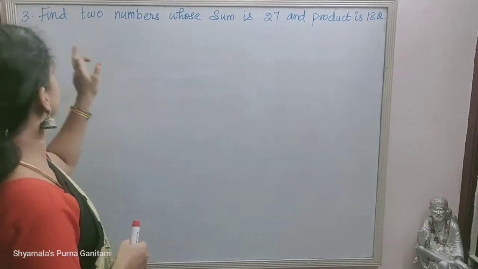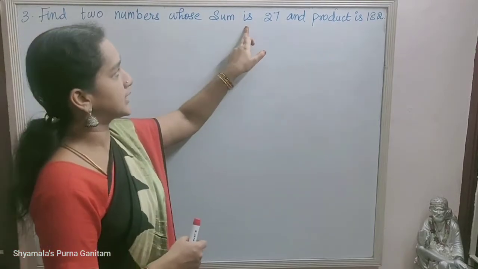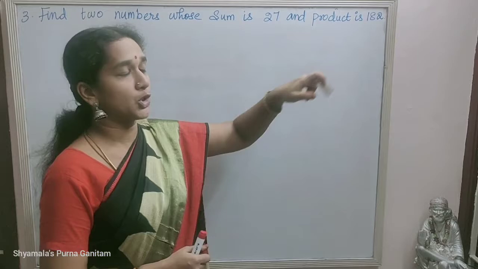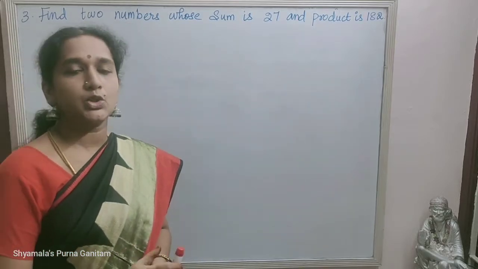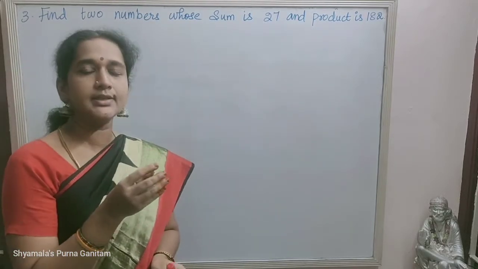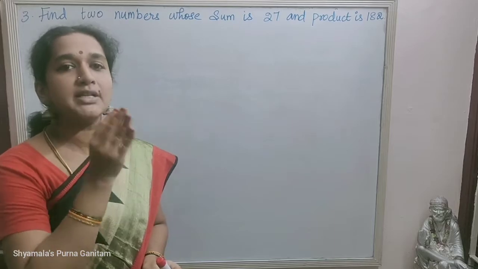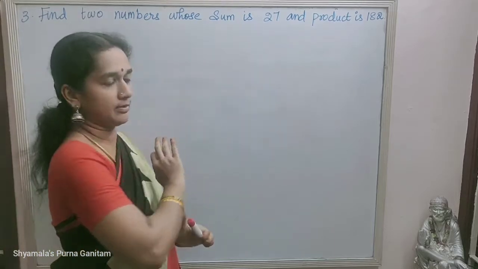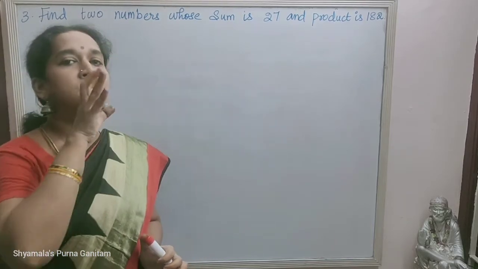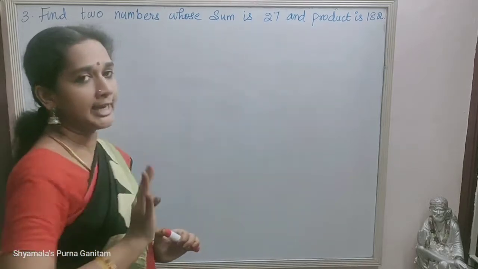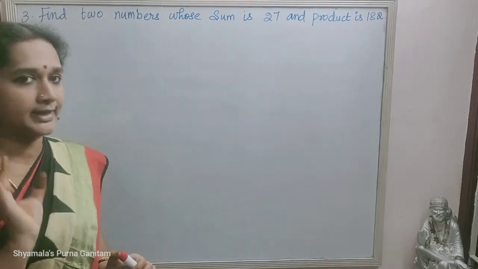Next sum is: find two numbers whose sum is 27 and product is 182. When you take any two numbers, those two numbers' sum will be 27 and the same two numbers' product is 182. Like this you have to find a number.